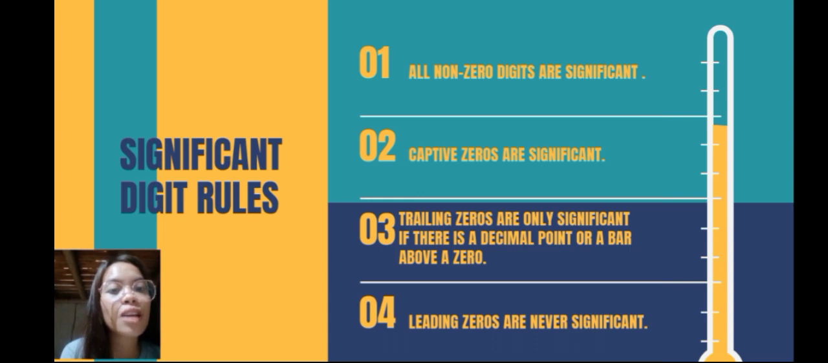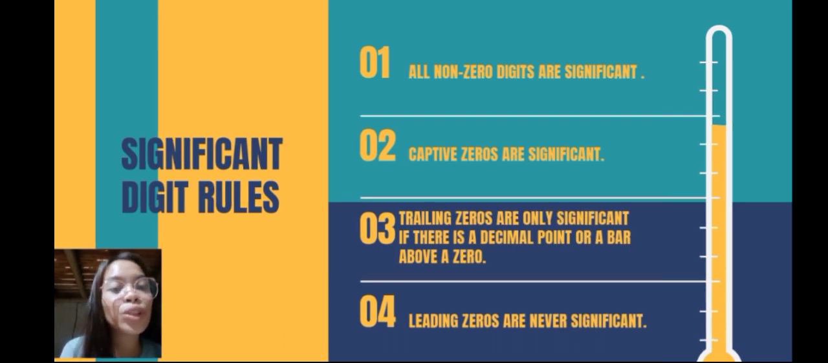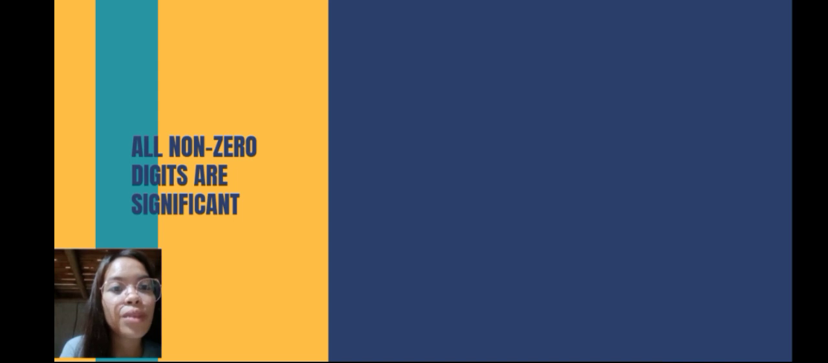So what are those rules all about? Of course, we will know that as we go further into this topic. First, let me give you some examples of each rule for you to understand it further. First, all non-zero digits are significant. When we say non-zero, it means numbers 1, 2, 3, 4, 5, 6, 7, 8, 9. That is, except 0.